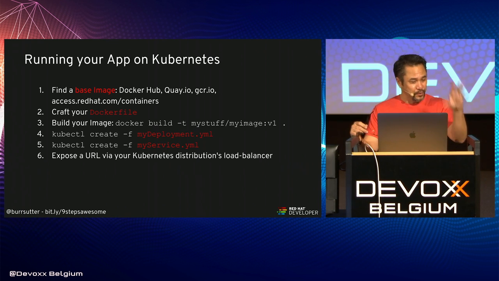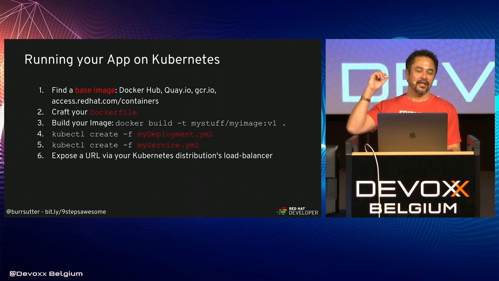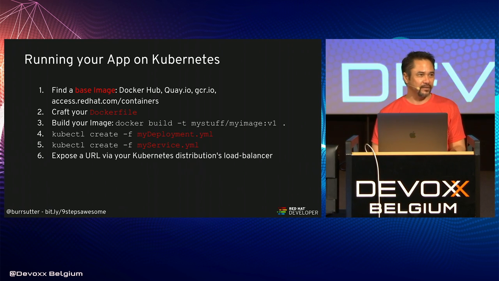And then you have to do the next thing. So I have my application, I have my war file, I have my Java application. I've got to find a base image to run this on. There are a number of places to find base images. Docker Hub is the most popular one and most well-known. And you can go to Docker Hub and just search for a base image you think meets your needs.